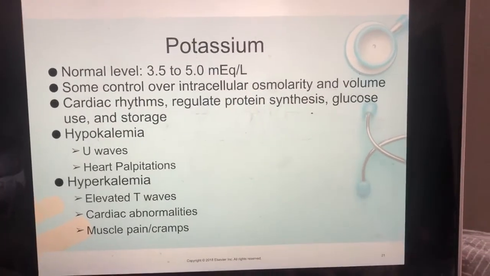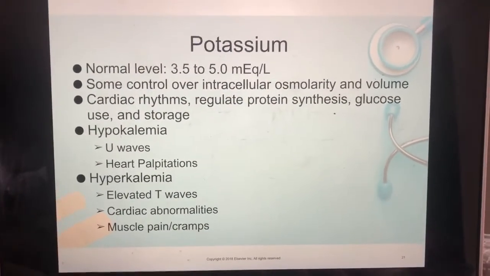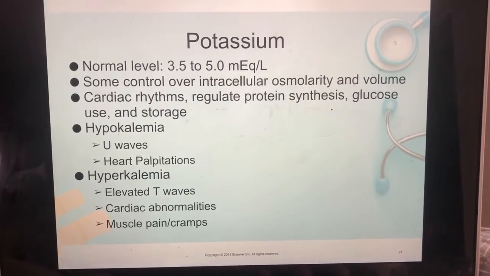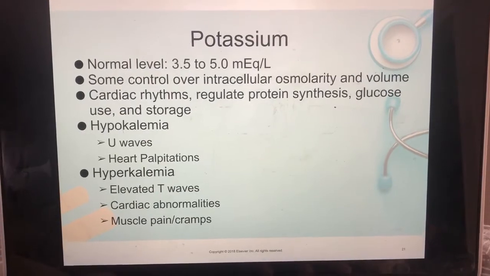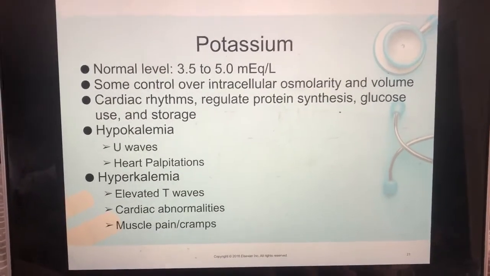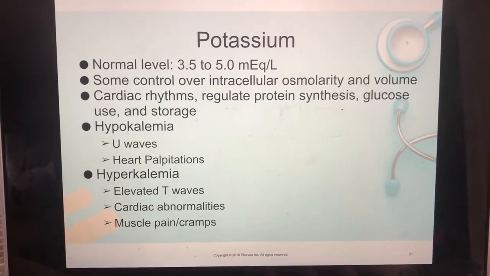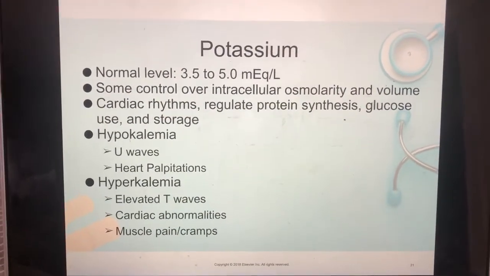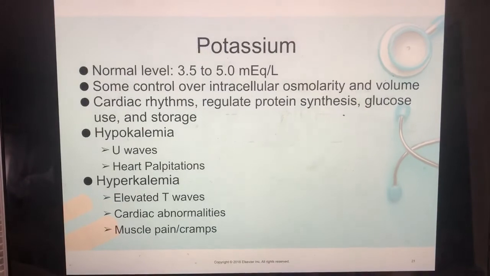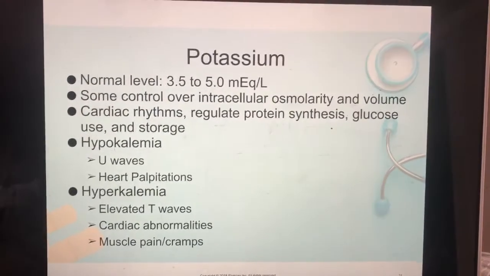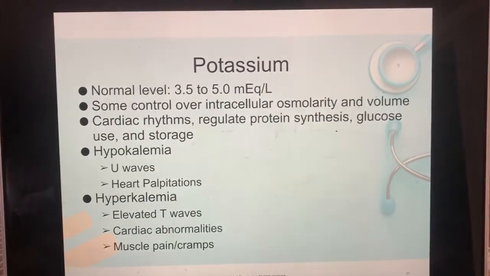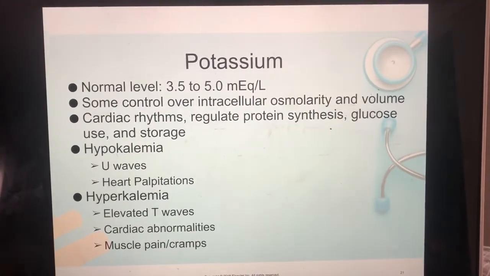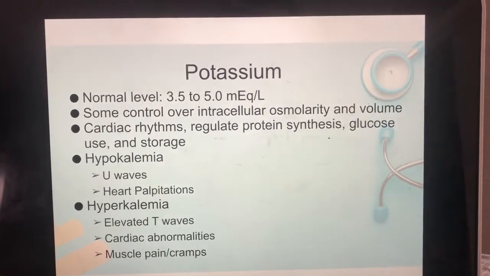Potassium's a big one with the heart. Normal level is about 3.5 to 5. So we're always wanting to look for our cardiac rhythms, EKG changes, stuff like that if our potassium's off. If potassium's low, you can get some U waves on your EKG, which might not make sense right now, but it will once you start learning about EKGs. Might have some heart palpitations, so some goofy beats. If someone ever feels like, oh my gosh, my heart just fluttered, well, maybe their potassium's a little low. And then elevated potassium, you're going to see some elevated T waves, and then again some cardiac abnormalities.